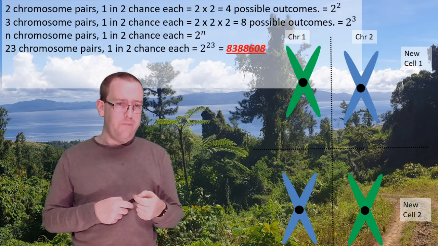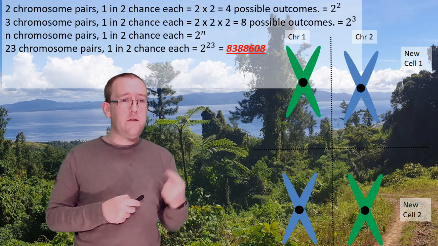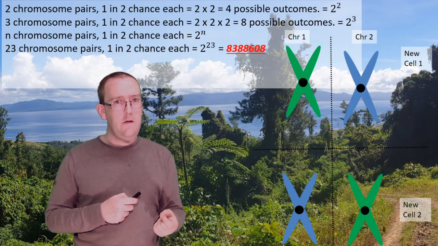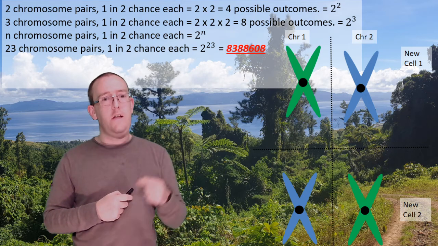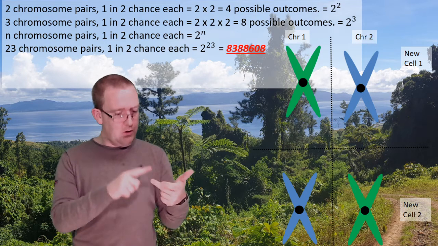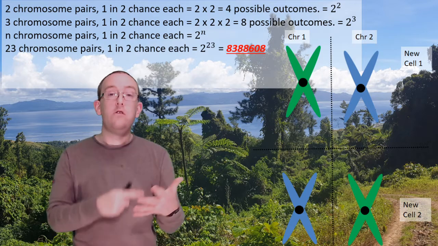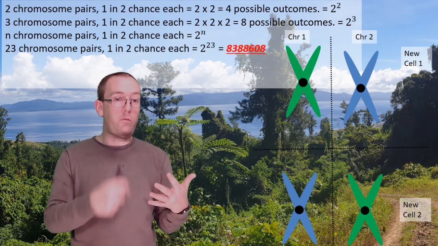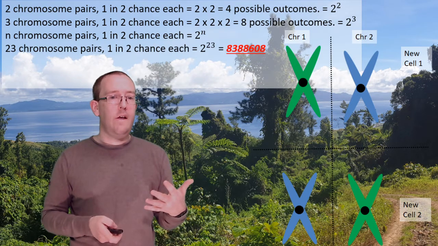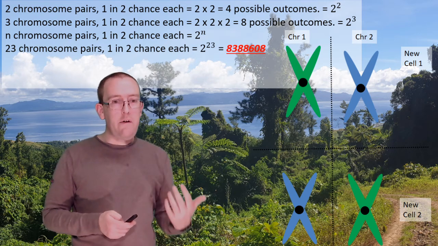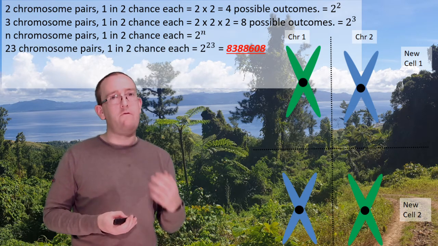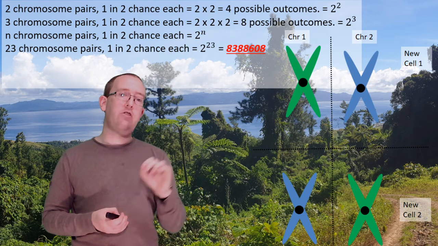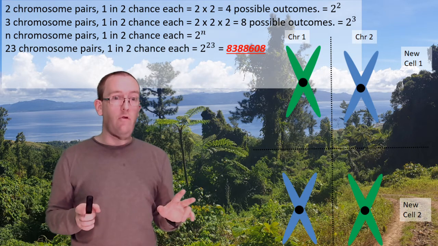So for us, that would mean it's 23 chromosome pairs, 1 in 2 chance each, so that's 2 times 2 times 2 times 2 times 2 times 2 times 2, 23 times, okay, or 2 to the power 23, okay? Now that's a number: 8,388,608 possible combinations of chromosomes, and that's ignoring crossing over.